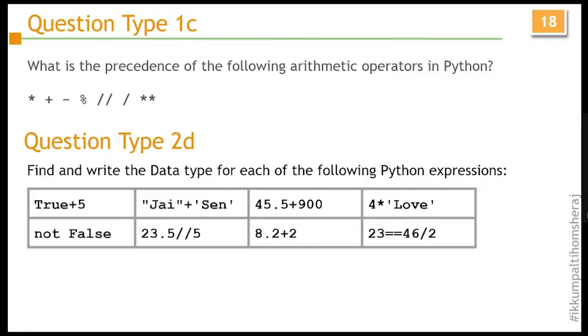But at the same time, if the child is saying, no, minus has the biggest precedence because it can be treated as a unary operator, that is 100% correct. We have to accept that answer too.